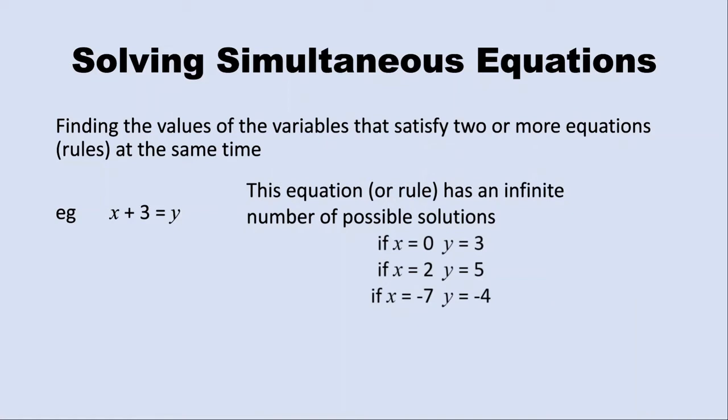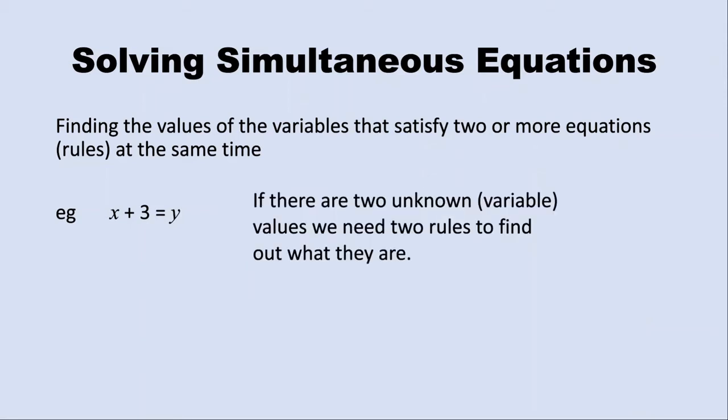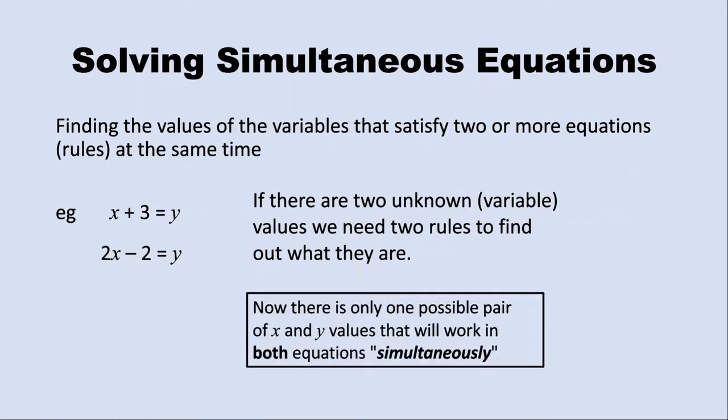Notice that the y value always depends on what x value I substitute into this equation, so I could go on like this forever. If we want to find the values of two different variables, we need two different rules or two different equations to help solve them. So if I have another equation like 2x minus 2 is equal to y, these two different equations or rules work as two separate hints at what x and y must be. Now there's only one possible pair of x and y values that will work together in both equations at the same time. That's what simultaneously means. Both of them at the same time.